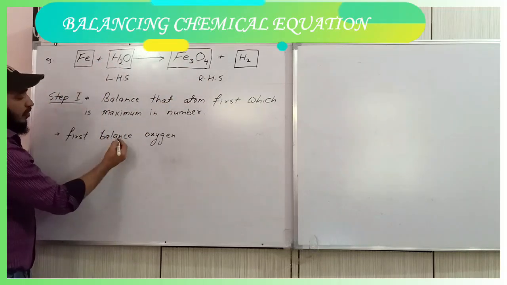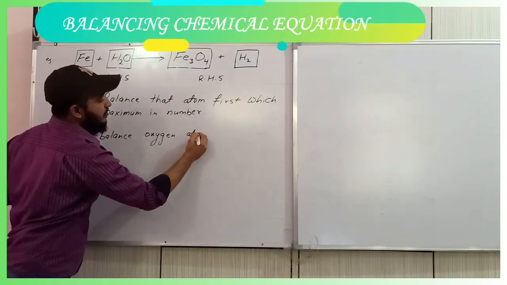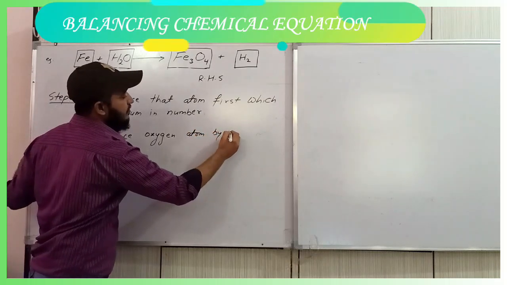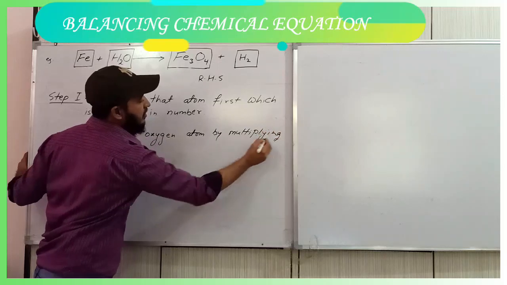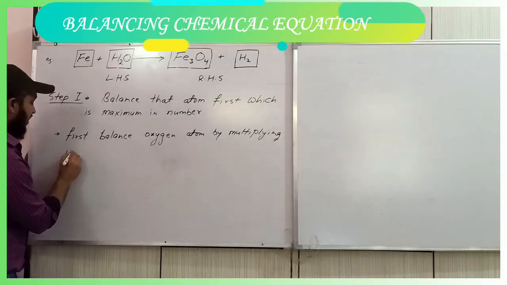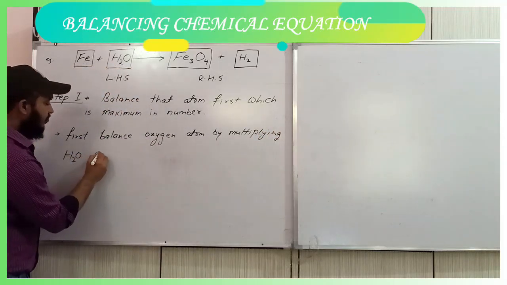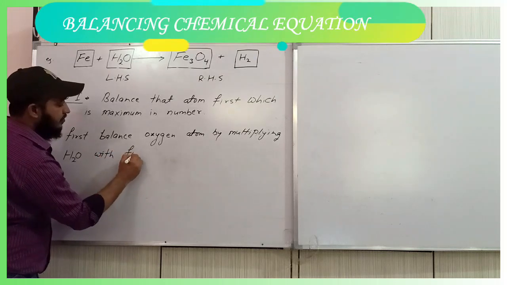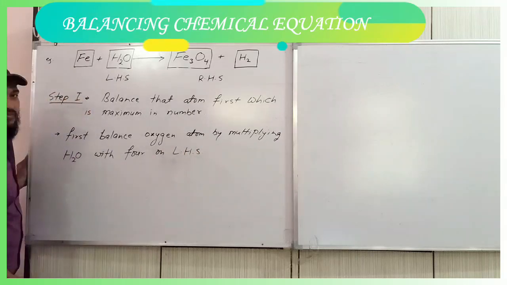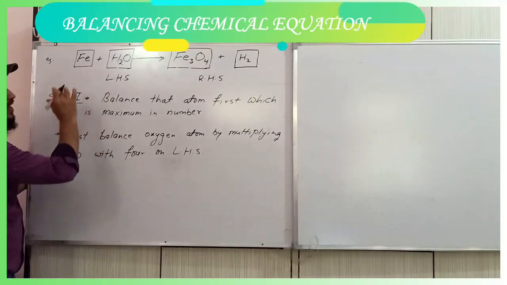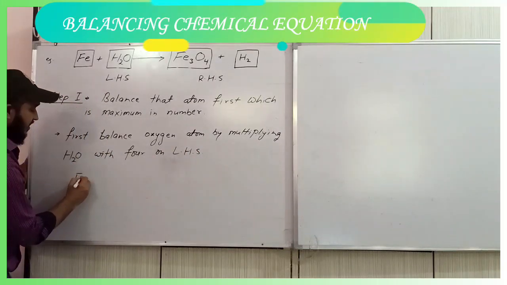So what we do, first balance oxygen atom by multiplying H2O with 4 on left hand side. After doing this, how can we write this equation? Now we can write this equation in this manner.